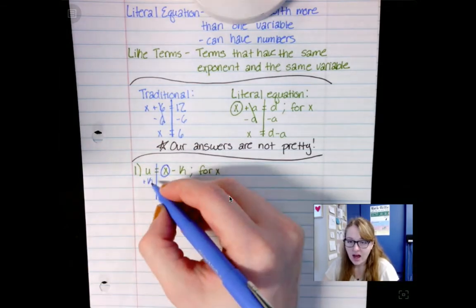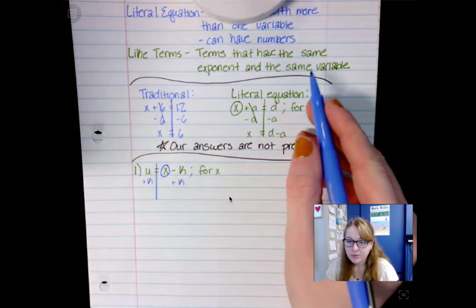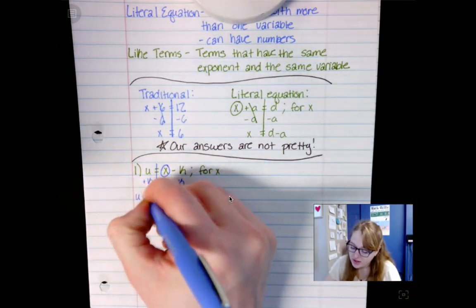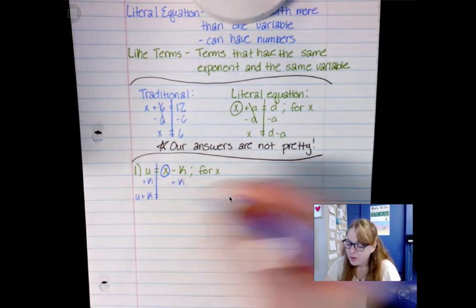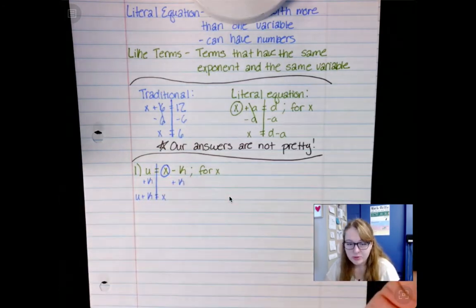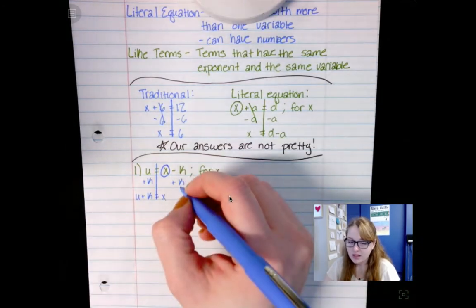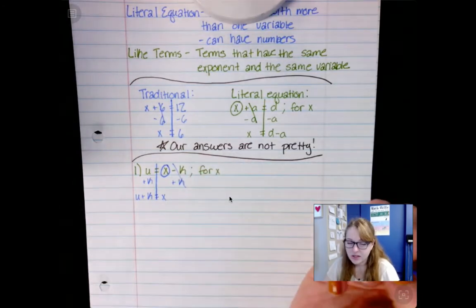U and k are not like terms because they are different variables. They are not the same variable. So we are simply going to write them right next to each other. Bring down our x because we did not add or subtract anything from that. And just like with numbers, negative k plus k, those are going to cancel because they go to 0.